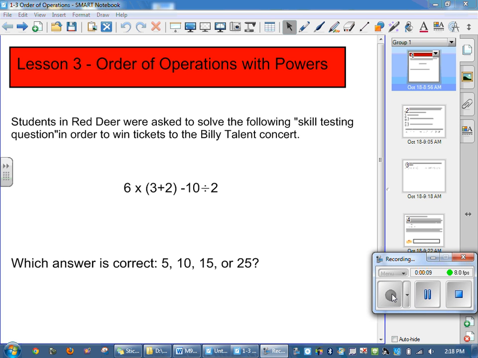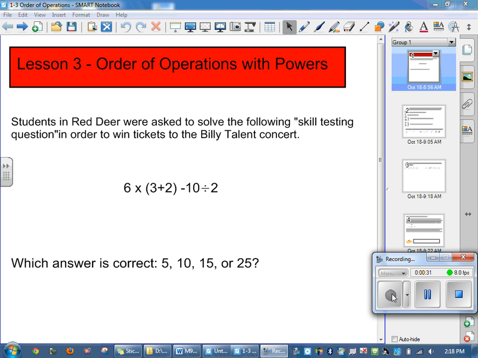Here's an example. It says students in Red Deer were asked to solve the following skill testing question in order to win tickets to the Billy Talent Contest. It originally said Rihanna, and a couple years ago it said something else. So just put Billy Talent, put a blank there, and put anybody you want to go to a concert to. So you want to go to this concert, which means you have to solve this question.